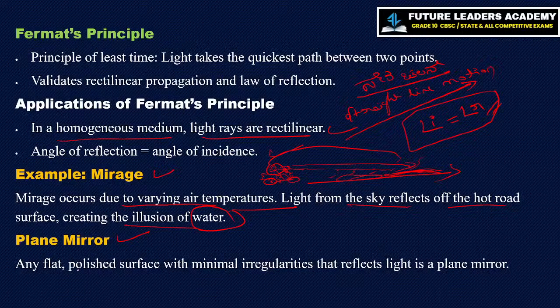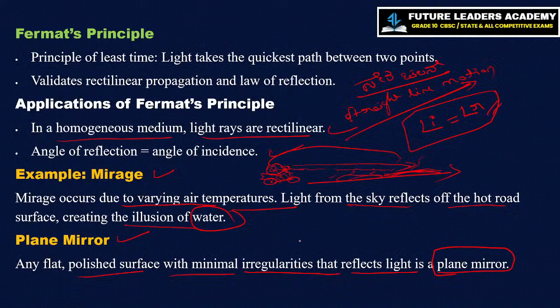See, any flat polished surface with minimal irregularities that reflects the light is a plane mirror. Okay, now, minimal irregularities that reflect the light is a plane mirror. It means the irregularities are few, it reflects the light, and we call that a plane mirror. So what is that? For example, here I will explain. Next slide we have that.